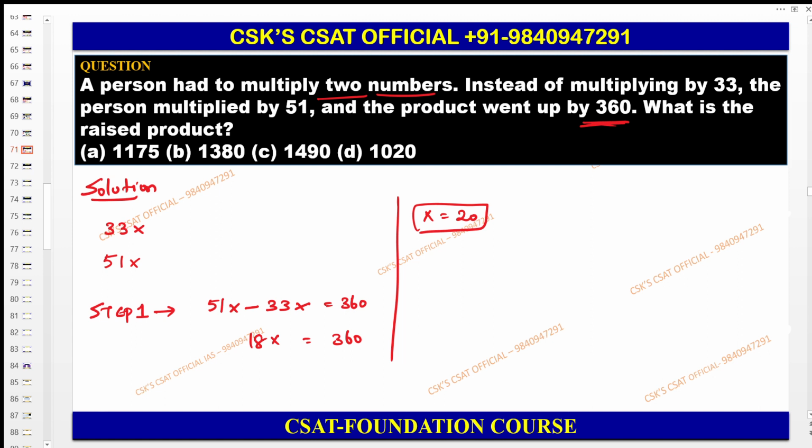The question is dealing with what is the raised product. Then what do you need to do here? You need to identify whether it is 33x or 51x. Yes, you need to find 51x. Please remember, you need to find the raised one: 51x. So 51 times x, which is 20. Therefore 1020 is the answer.